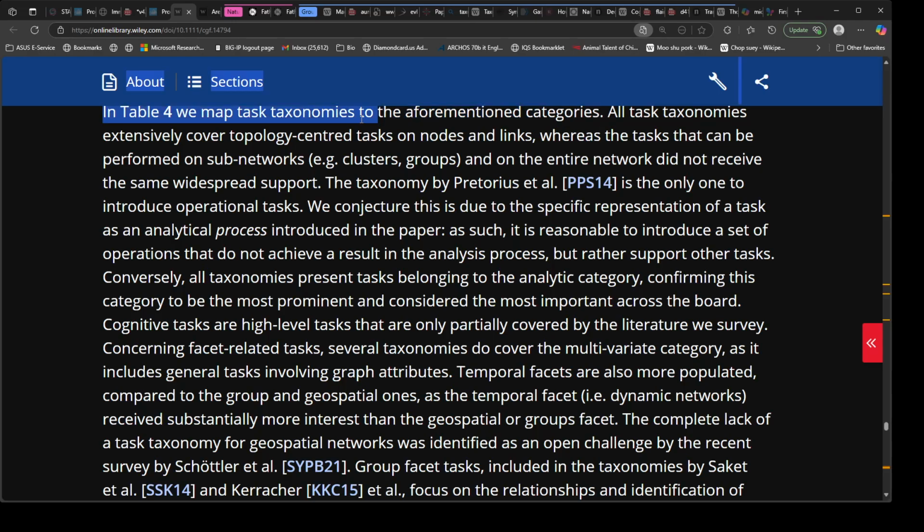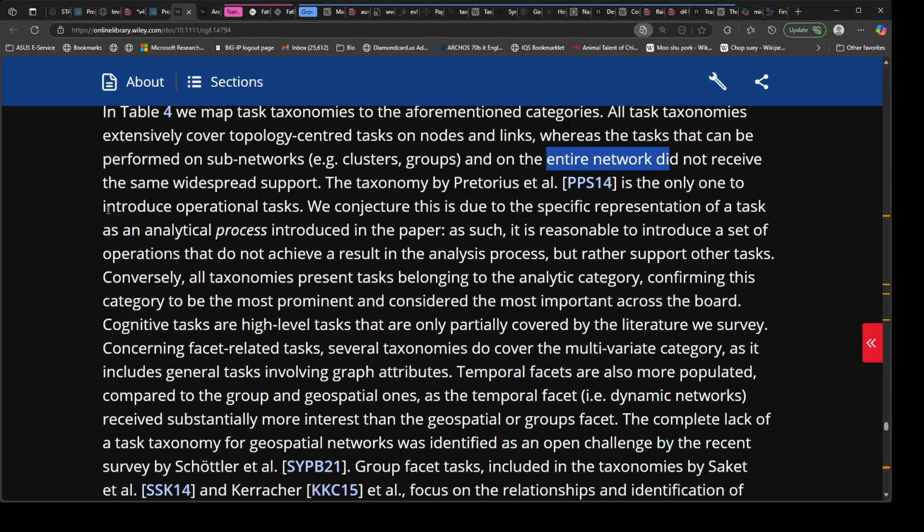All task taxonomies extensively cover topology-centered tasks on nodes and links, whereas the tasks that can be performed on subnetworks, for example clusters, groups, and on the entire network did not receive the same widespread support. The taxonomy by Pretorius et al. [PPS14] is the only one to introduce operational tasks.